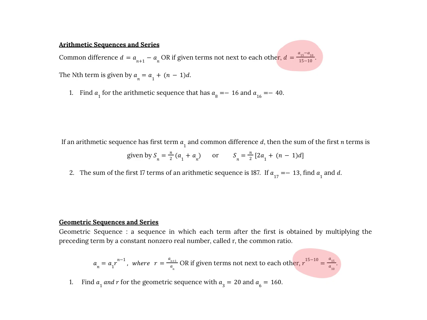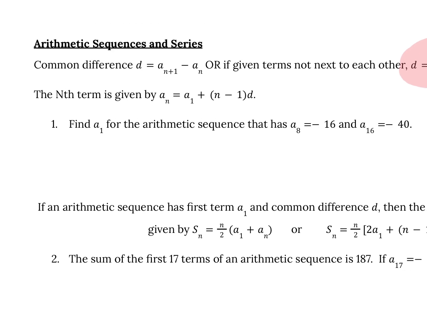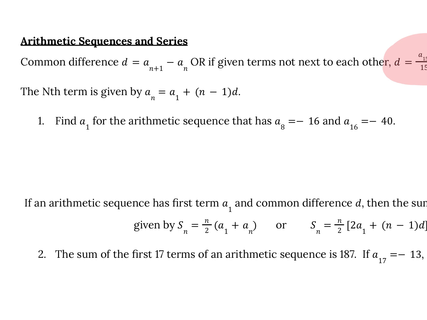So for this first section of arithmetic sequences, we'll do the first example: find a sub 1 for the arithmetic sequence that has a sub 8 being negative 16 and a sub 16 being negative 40. So what we're going to do is first find the difference, and these terms are not right next to each other, so I'm going to use that formula. I'm going to subtract negative 40 minus negative 16, and divide that by 16 minus 8. If we plug that in our calculator and simplify it, we end up getting negative 3. So my difference is negative 3.